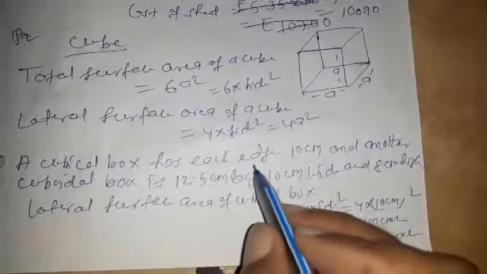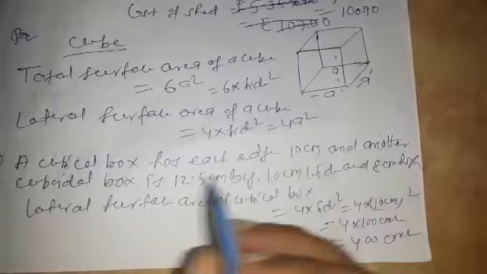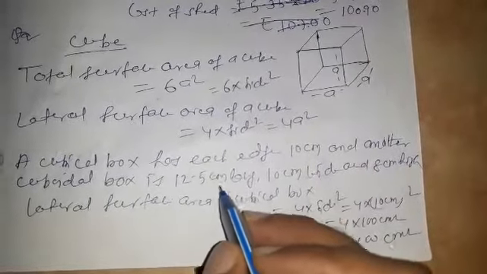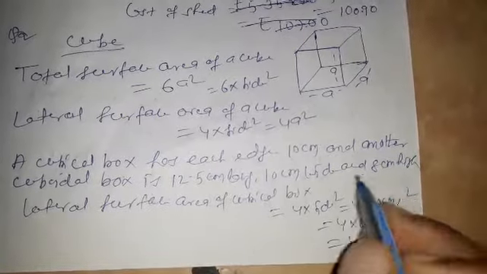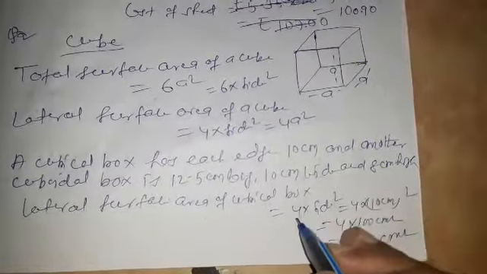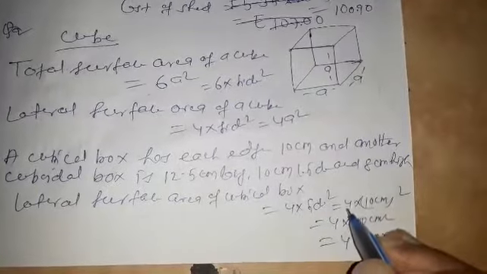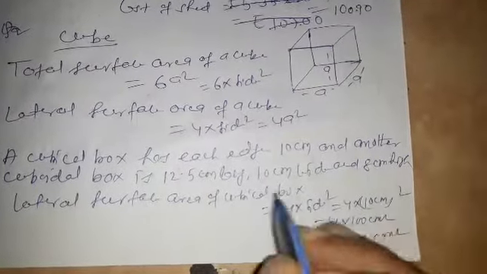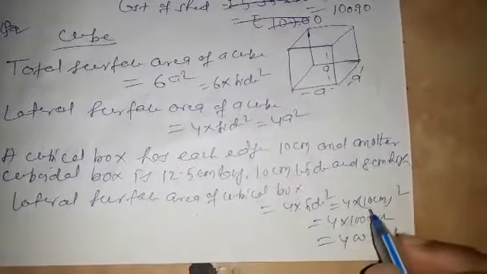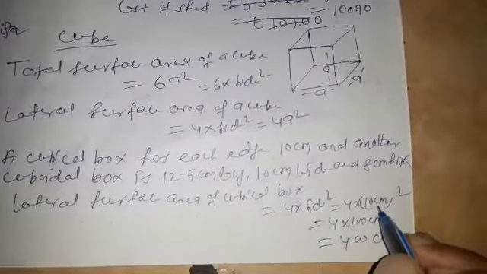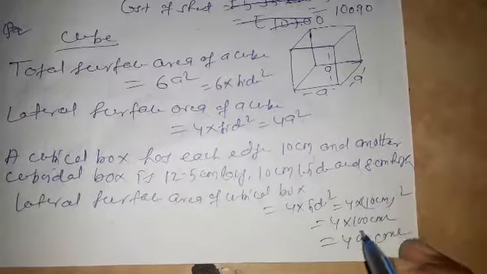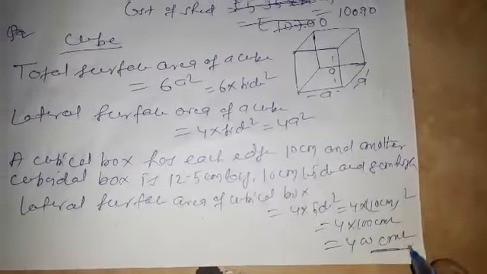A cubical box has each side 10 centimeter and another cuboidal box is 12.5 centimeter long, 10 centimeter wide and 8 centimeter high. Lateral surface area of the cubical box is 4 into side square, 4 into 10 centimeter square, so 400 centimeter square.